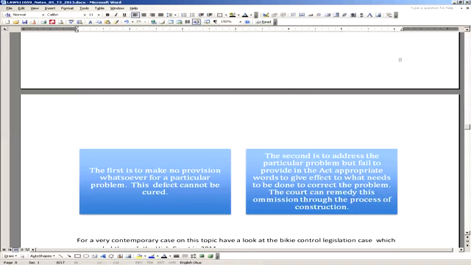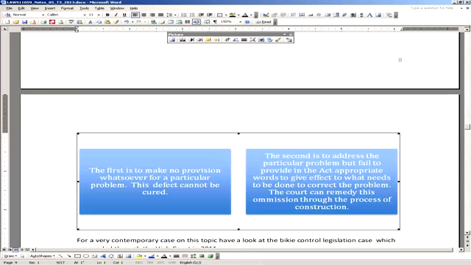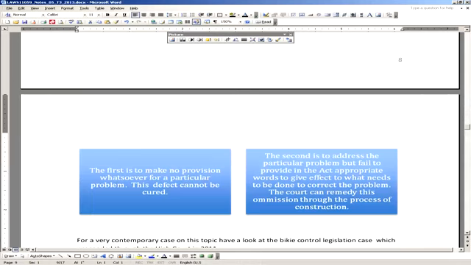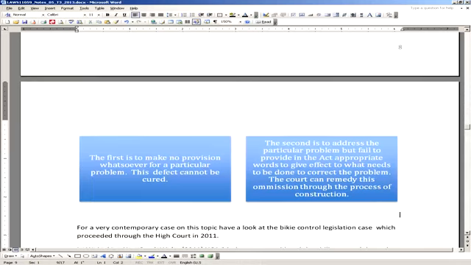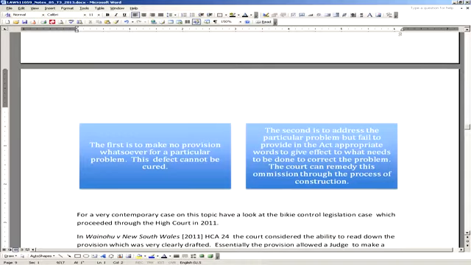The first is to make no provision whatsoever for a particular problem, and the defect cannot be cured, so you can't add words in. The second is to address the particular problem, but fail to provide in the act appropriate words to give effect to what needs to be done to correct the problem. The court can remedy this omission, I'm pretty sure there's only one M in omission, through the process of construction. So construction, i.e. reading what is there.